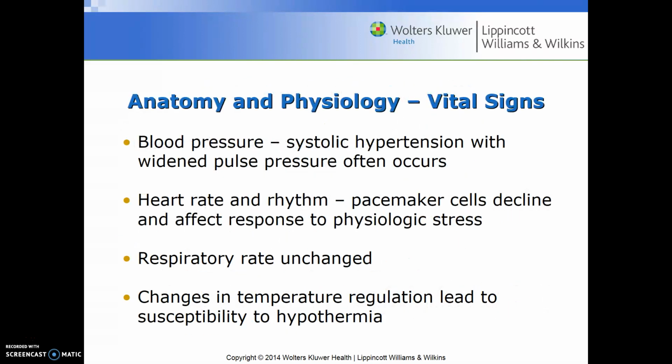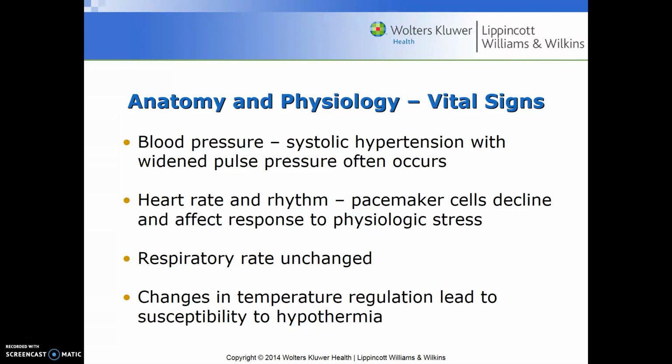So, blood pressure. We know in Western societies that systolic blood pressure tends to rise with aging, and that's due to the aorta and large arteries stiffening and becoming atherosclerotic. That makes the aorta less distensible, and given a stroke volume, causes a greater rise in the systolic blood pressure, hence systolic hypertension, with a widened pulse pressure. But diastolic blood pressure stops rising at approximately the 6th decade.